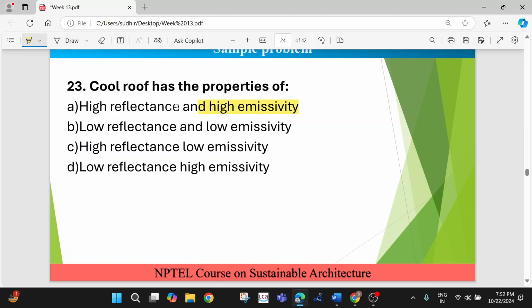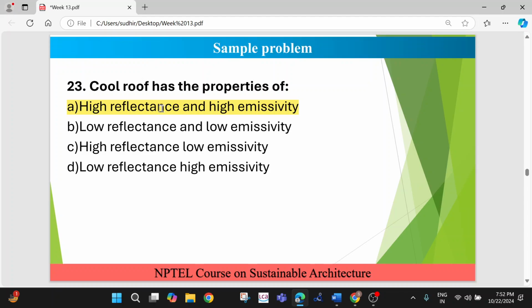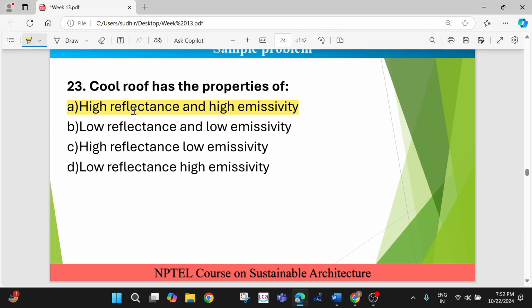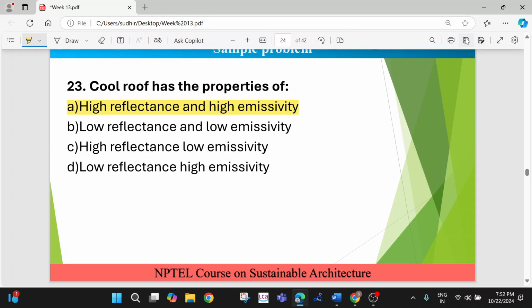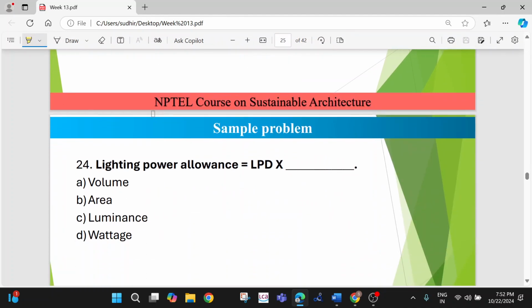So cool roofs, as the name itself suggests, are designed for basic cooling. Whenever you want your building to be cooled, you want the solar radiation falling on it to be reflected. Most of the radiation should be reflected, so the surface should have high reflectance and high emissivity. So A will be the right answer for this question. Let's move to the next question then.